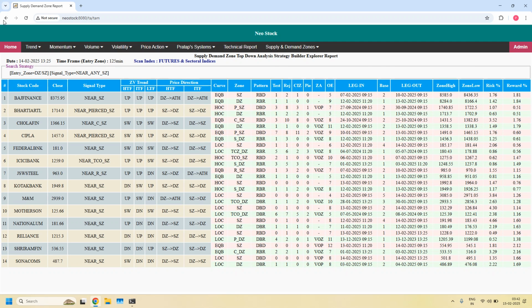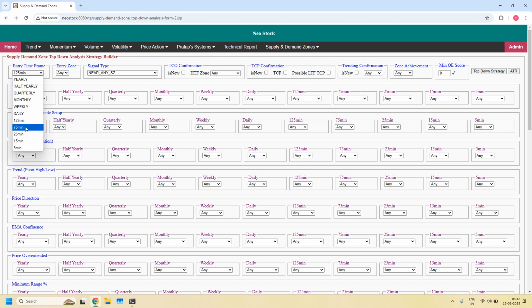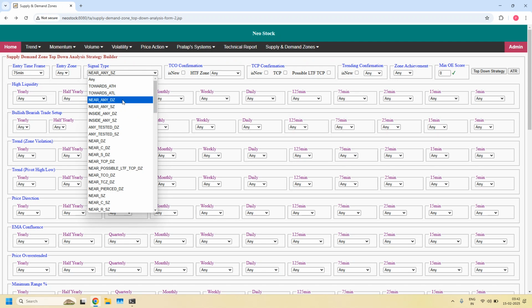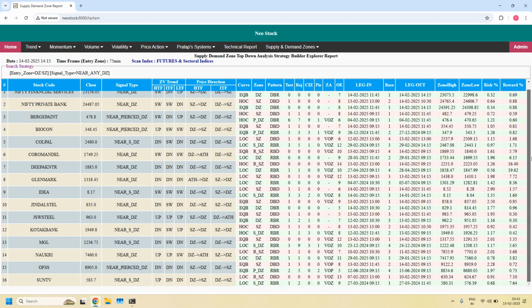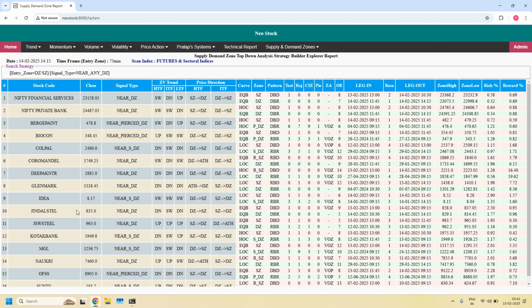Okay, next time frame is 75 minutes. Stocks near 75 minutes demand zone, we got 16 stocks. First 15 stocks in the list, but here our goal is to find the high liquidity 75 minutes demand zones. Let us identify.